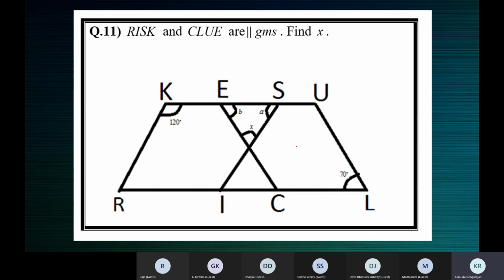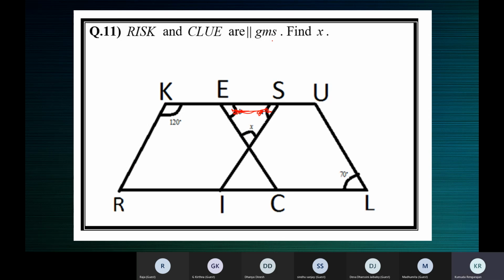So here these angles are not marked. We have marked them later. This one and this one, they're not marked. In the figure given in the question, these two angles are not marked. Later we mark them.